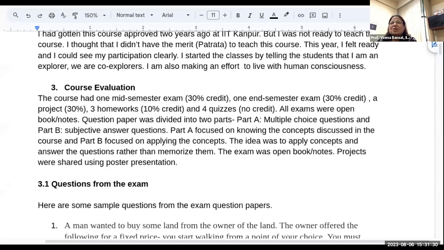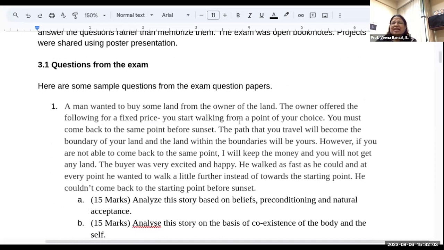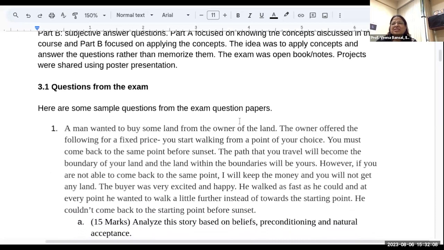The exam had 2 components. One was multiple choice questions and part B was subjective answer questions. The focus of the multiple choice questions in part A was to help students pay attention to what was taught in the class. But part B focused on applying the concepts. The idea was that whatever we had discussed through the semester, the students should be able to apply that and answer the questions. So here are some sample questions from the question paper.